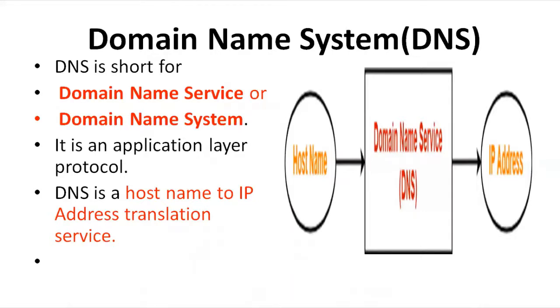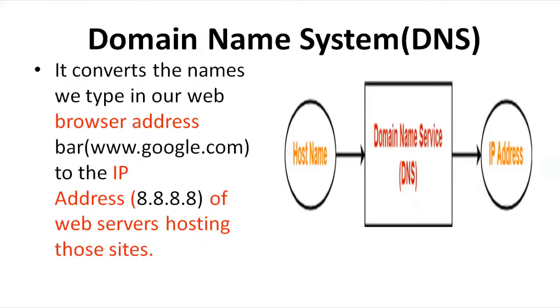For example, I am giving www.google.com. That google.com can be transformed into an IP address by using this DNS service. In this case, it converts the names you type in your web browser address, for example www.google.com, to IP addresses like 8.8.8.8. Let us assume, not the exact one. When you type any website in a web browser, it is converted into numbers.